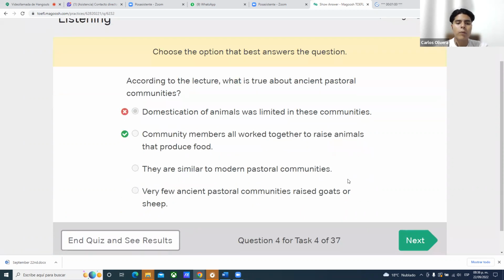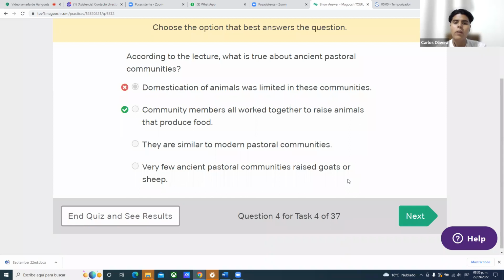Okay, what about this one? According to the lecture, what is true about ancient pastoral communities? Well, the second answer was the correct one. Community members all work together to raise animals that produce food. And if you think about the first response, students, this is not the correct answer, because domestication of animals was limited in these communities. In the lecture, it was never said that there was some sort of boundary or limit for these communities.